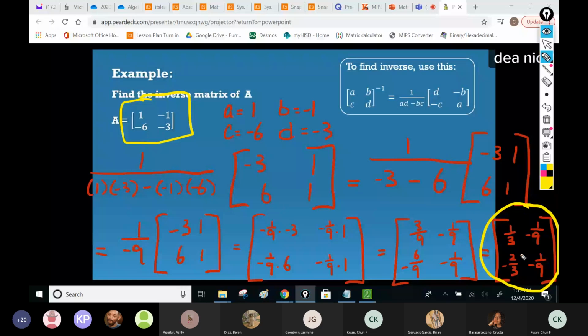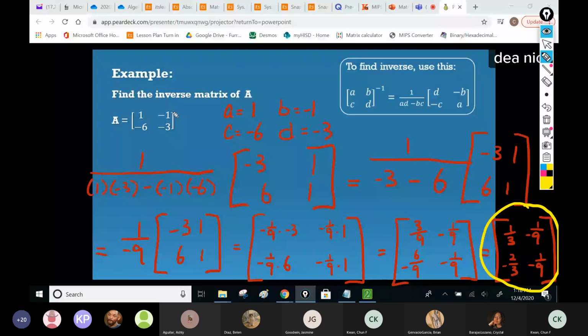So when you see numbers that are fractions and decimals, don't be afraid, because chances are you got it right. Right, so let me just quickly go over the steps again.